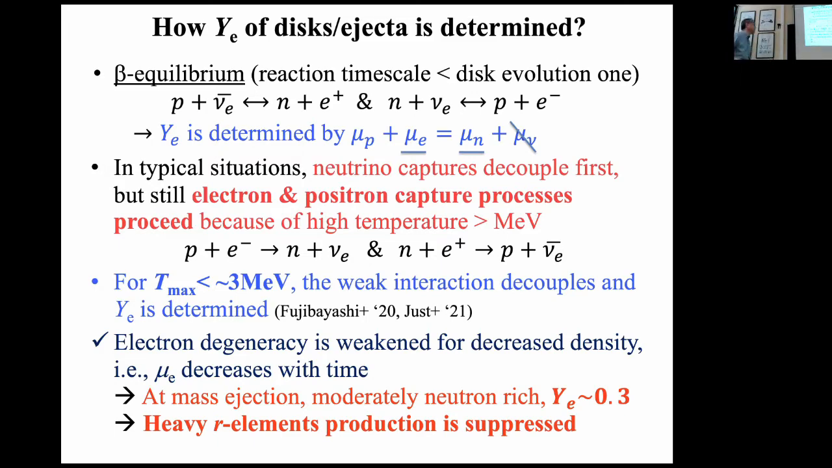Anyway, that means that post-merger ejecta doesn't have a very high neutron richness. As I said in the previous slide, if Y is 0.3, it's not possible to synthesize a heavy element. And so that means that from the post-merger ejecta, it's quite difficult to synthesize the heavy element.